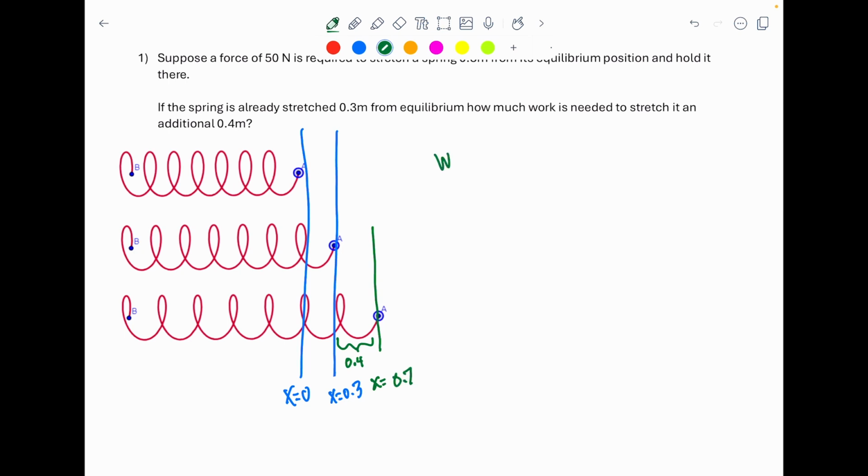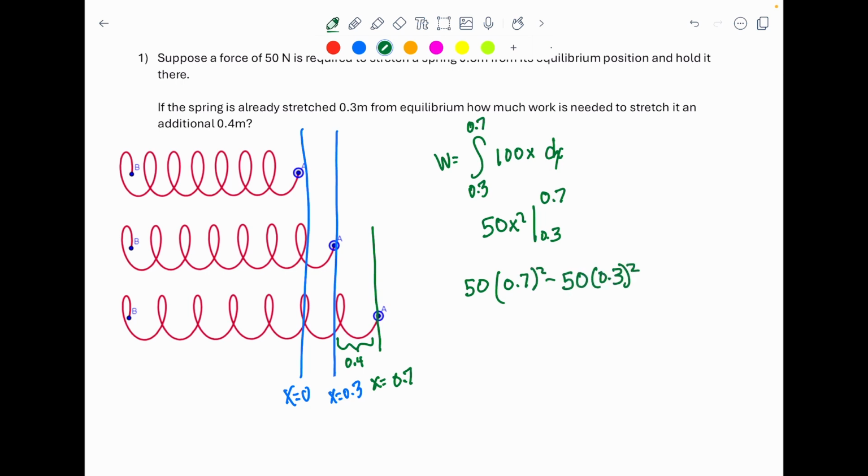So we're going to plug that into our work equation. Our starting point is 0.3 meters. Our ending point is 0.7 meters. Our force equation is 100x, and then we have times dx. Well, we already know that this is 50x squared, and we're going to evaluate from 0.3 to 0.7. We have 50, and then we're going to plug in 0.7 squared, and then we're going to evaluate at 0.3 squared and subtract it out.